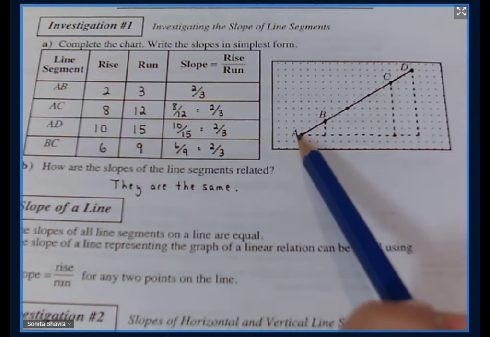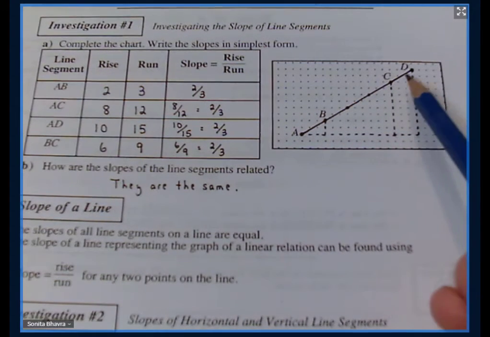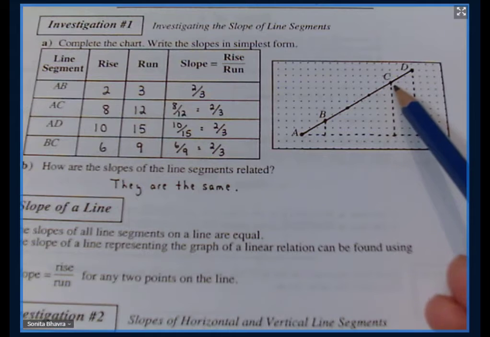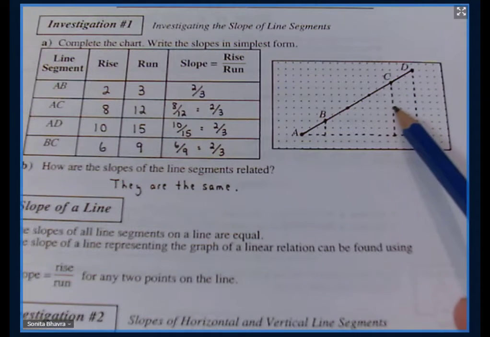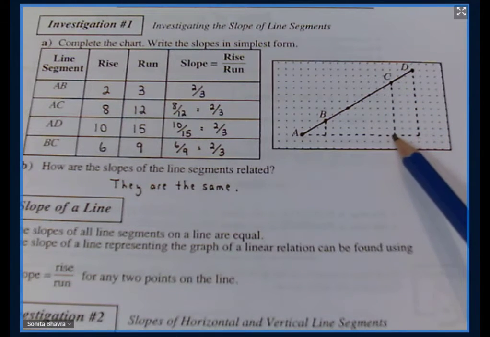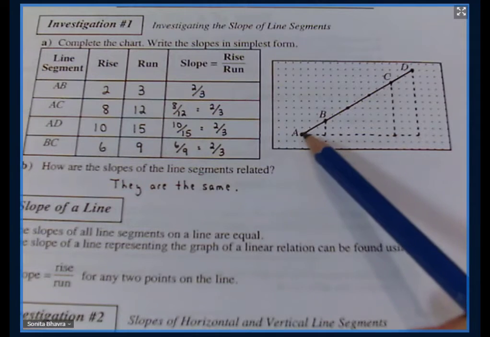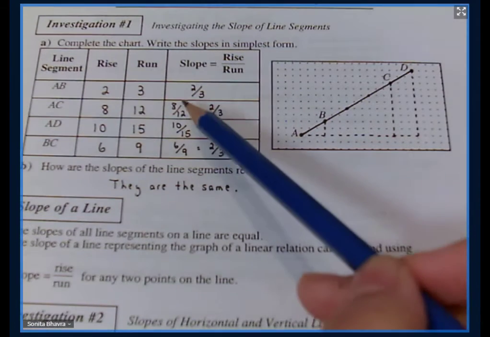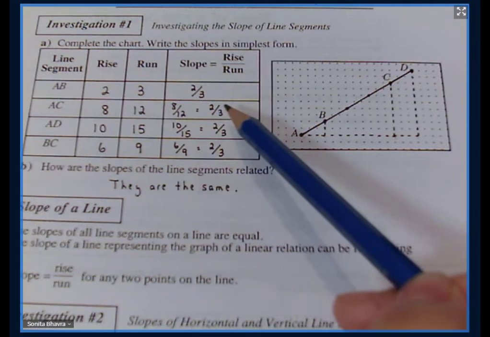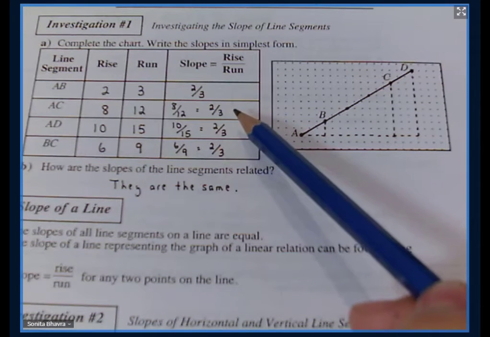If we look at A to C, our rise is 8: 1, 2, 3, 4, 5, 6, 7, 8. And our run is 12. If you reduce 8 over 12, you still end up with 2 over 3. So the slope is still the same.